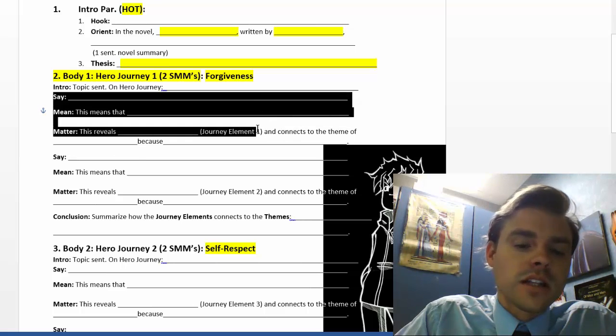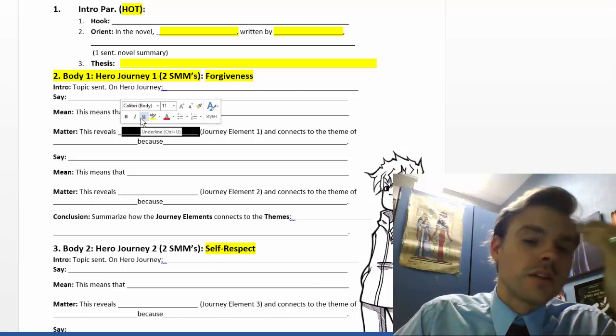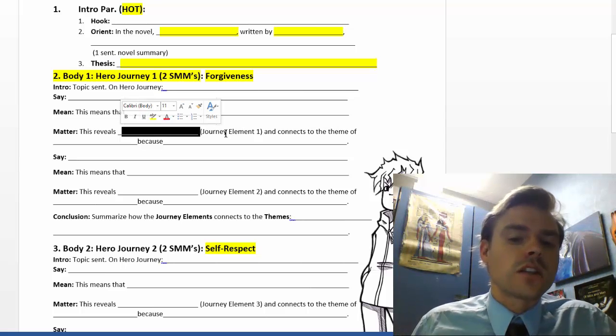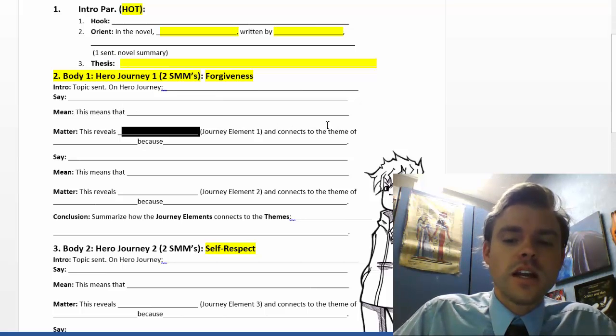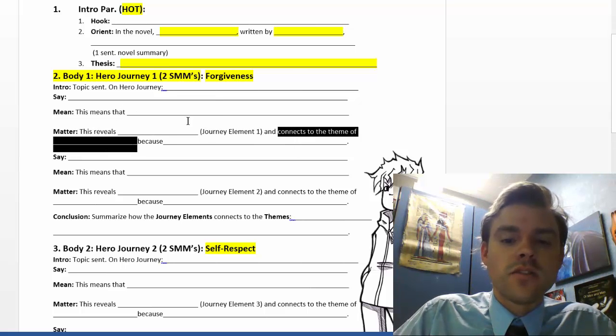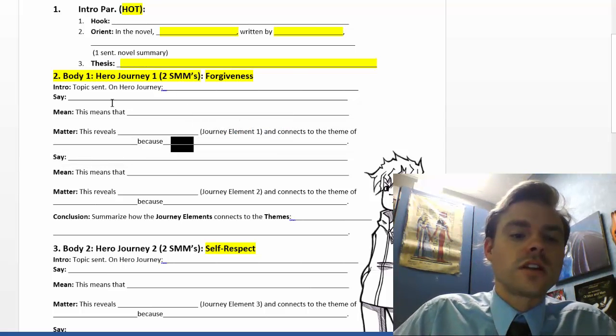The saying matter here, so one saying matter can be about, let's say that this saying matter will be about the internal conflict. And also the hero's journey element as well. So this is like him crossing the threshold and him showing this external conflict or something like that. And then you'd be talking about how it connects to the theme of forgiveness because... Choose the detail that goes with that and connect the two together.